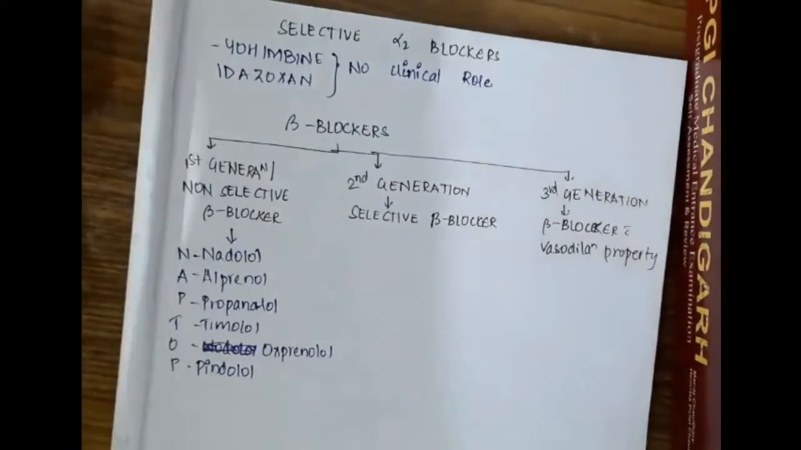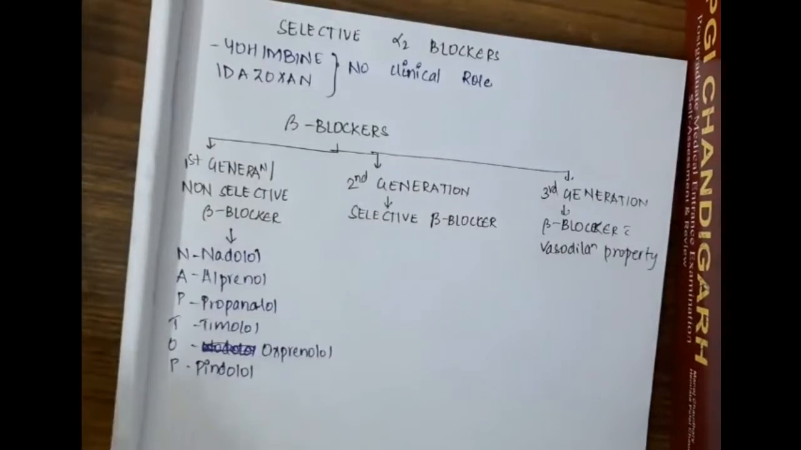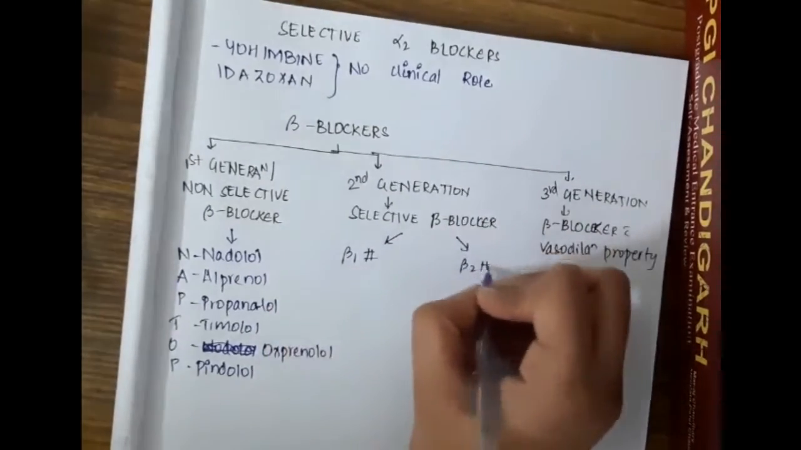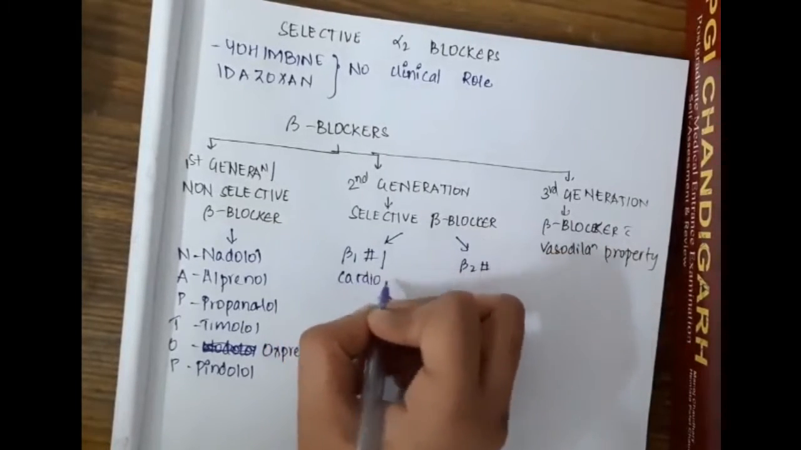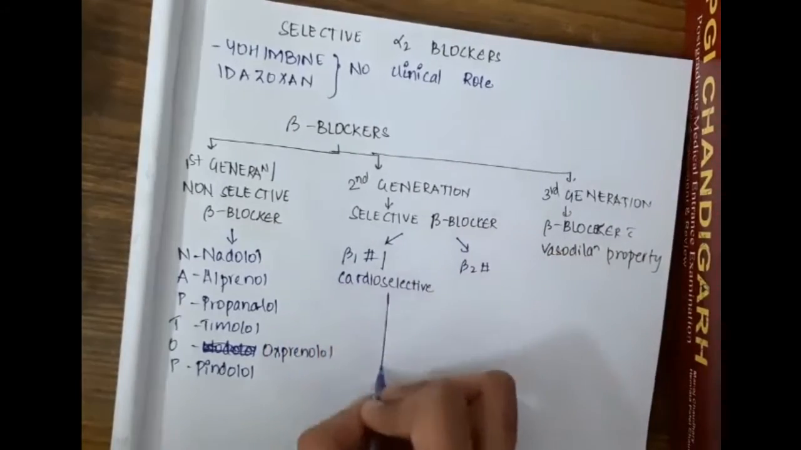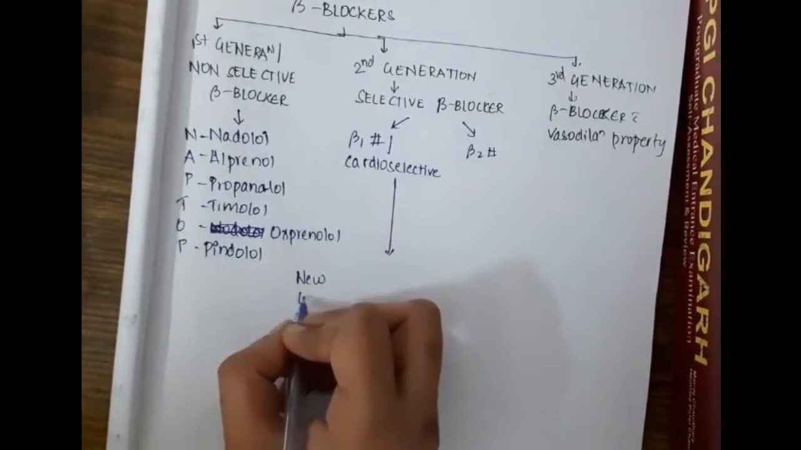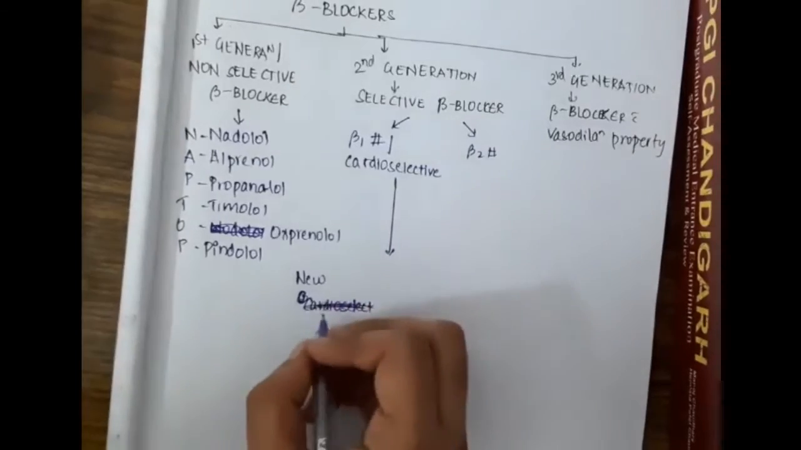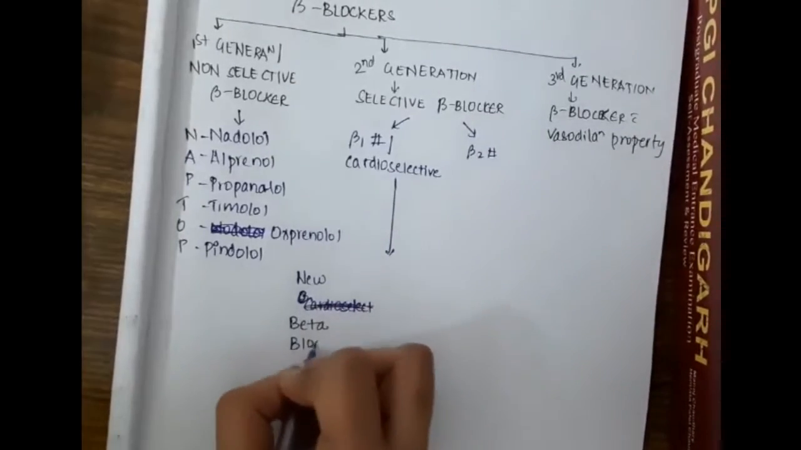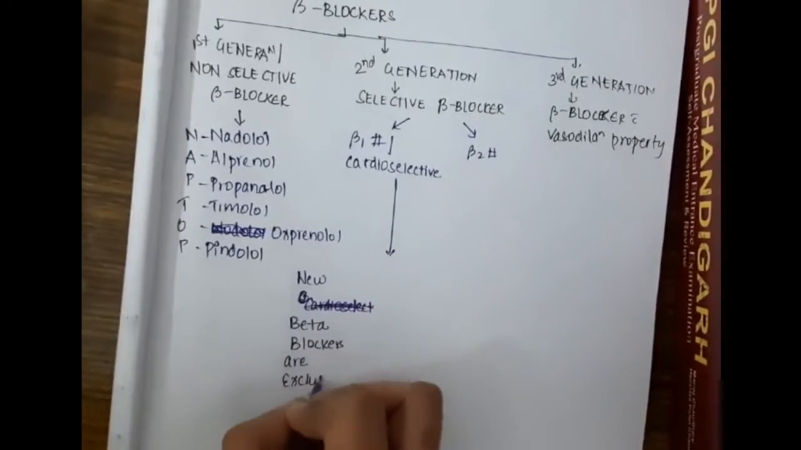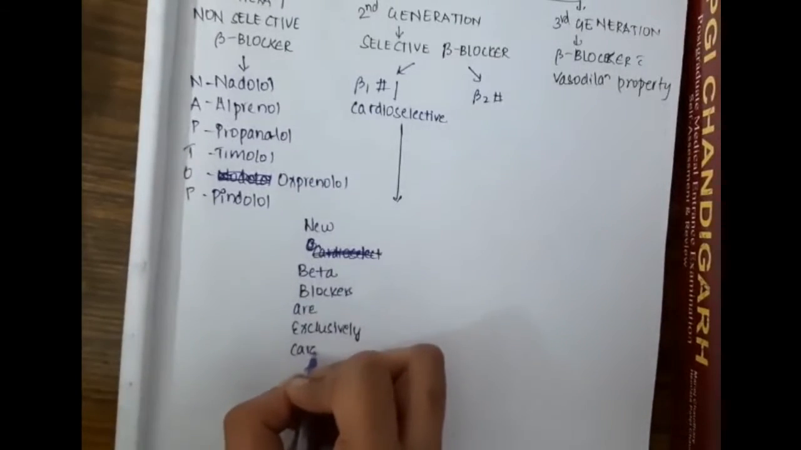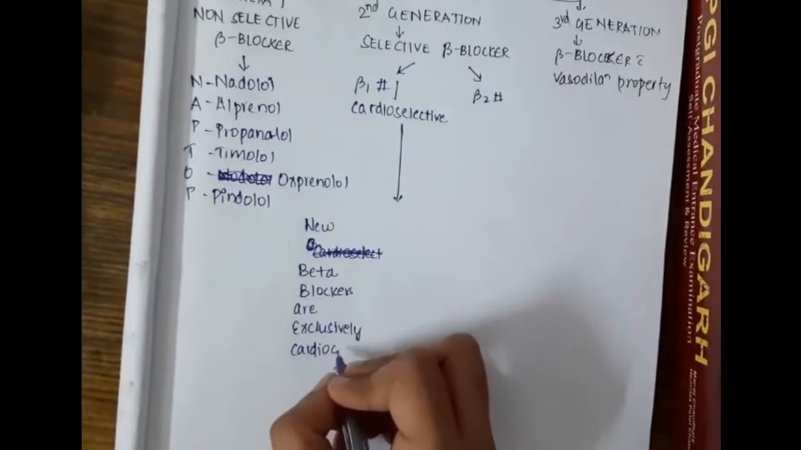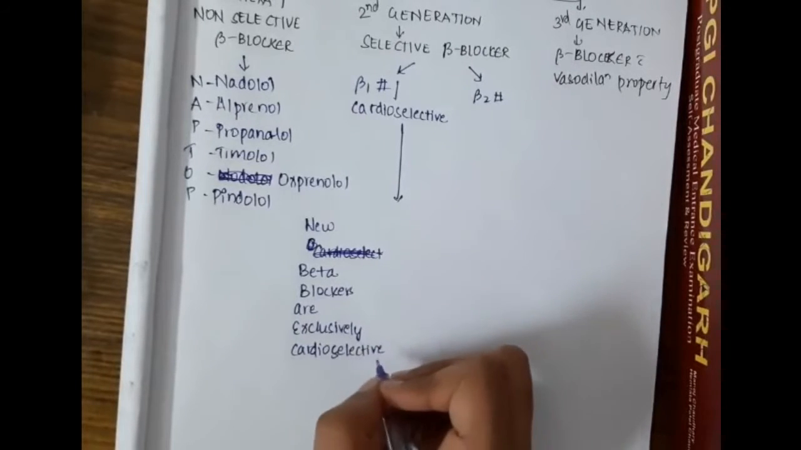Now if you see the second generation, which is selective beta blockers, they are divided into two types, beta 1 blocker and beta 2 blocker. Beta 1 blocker is cardioselective, and this includes the shortcut NEW BEARCEM. New beta blockers are exclusively cardioselective mainly. This is the shortcut. Okay.